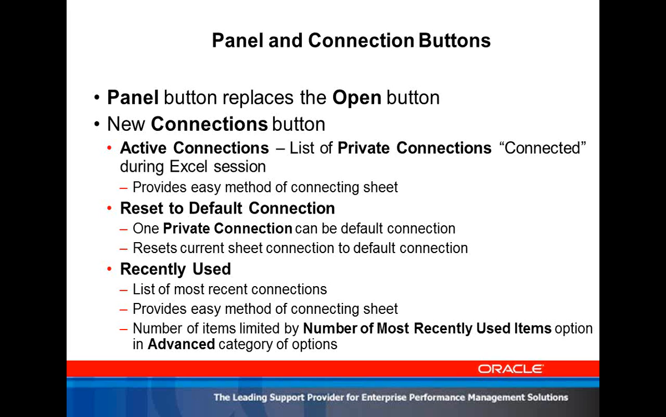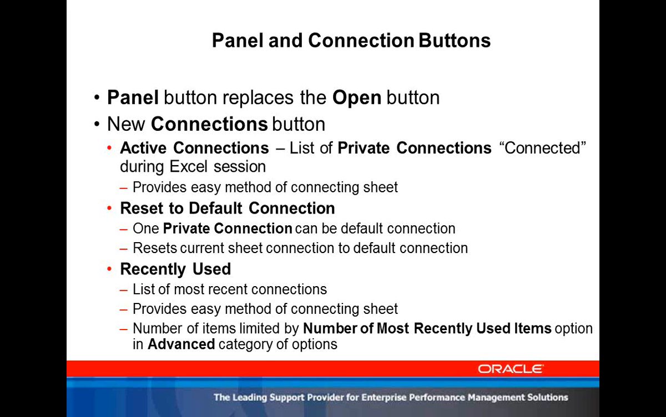One private connection can be set as a default connection, so there's a reset command in that new connections button, and by pressing it, you will set the current sheet's connection to the default connection. So if I'm connected to Sample Basic, that will become my default connection. And the one I like most recently is this recently used selection, where anything that you connect to, no matter whether it's a private or shared connection, will appear in the recently used list, and it's really the easiest method of connecting a sheet to a data source.